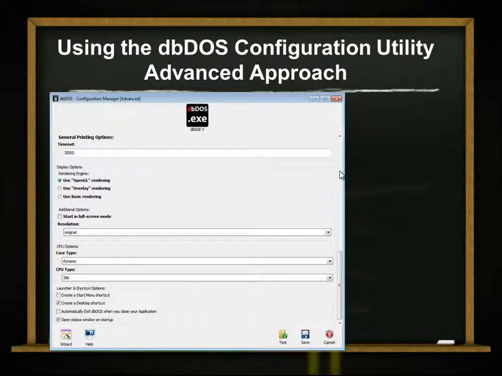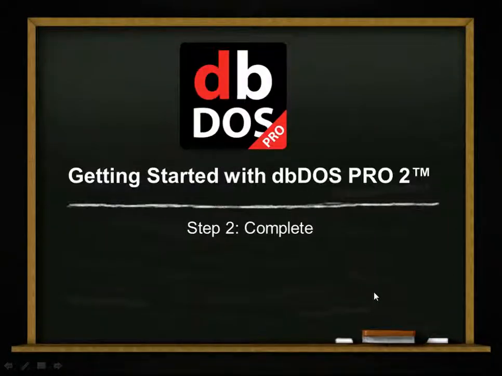When you're done, you can either hit the Test button, or you can hit the Save button, and you're pretty much done with it. So that's how hard it is to install and get set up with dbDOS Pro 2. It's really, really simple. It's really quick. And thanks a lot for listening, and welcome to dbDOS Pro 2.